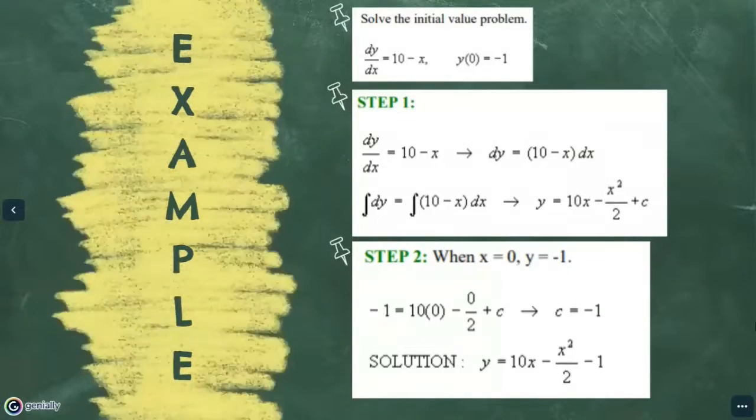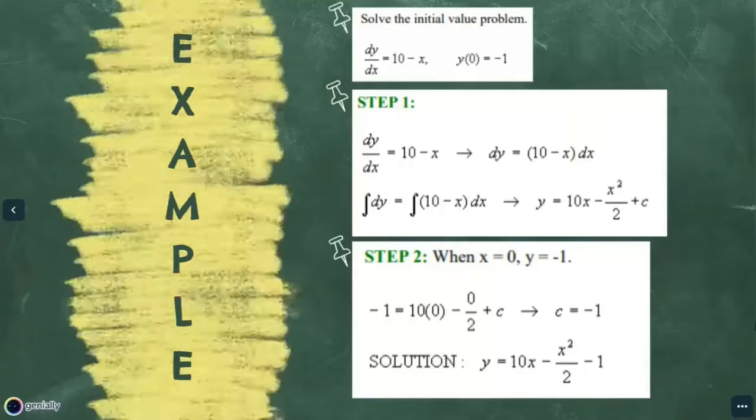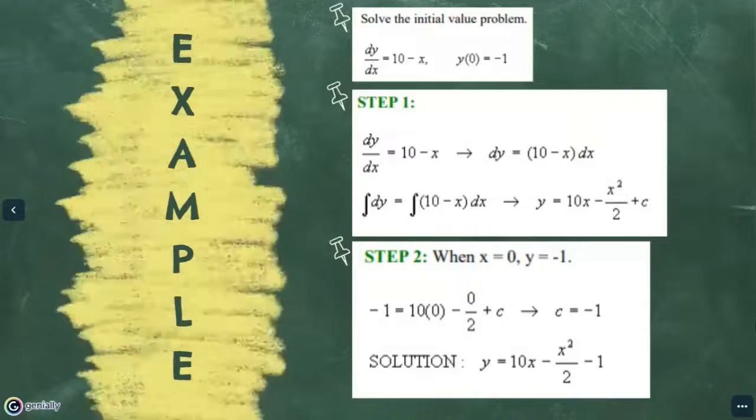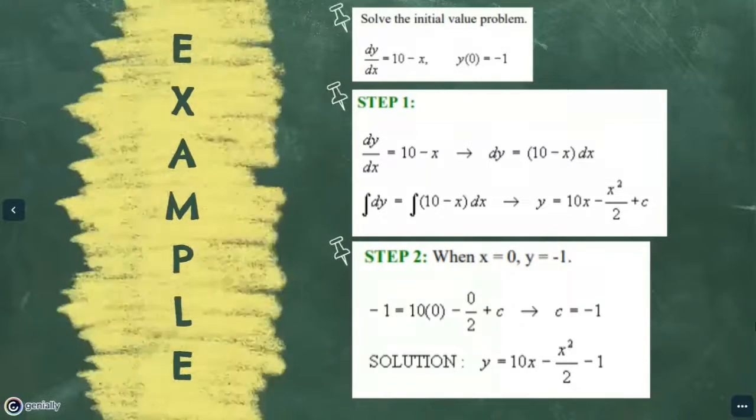So in step 2, we input the given initial values, which is x equal to 0 and y equal to negative 1. Substituting, negative 1 is equal to 10 times 0 minus 0 over 2 plus c. So we get c is equal to negative 1. The value of c must be put into the general equation. So y is equal to 10x minus x squared over 2 minus 1.